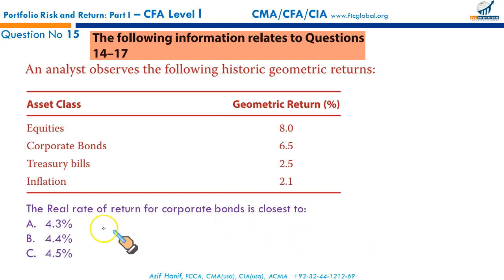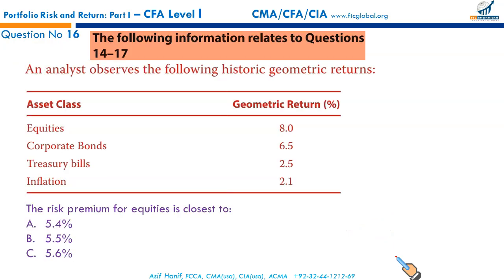Next question, number 15. The real rate of return for corporate bonds is closest to, same thing, 1 plus the nominal rate 6.5% upon 1 plus the inflation rate 2.1%, and then simply deduct 1 from it, and that will give you 4.3%. Fairly straightforward question. That makes A the correct option.